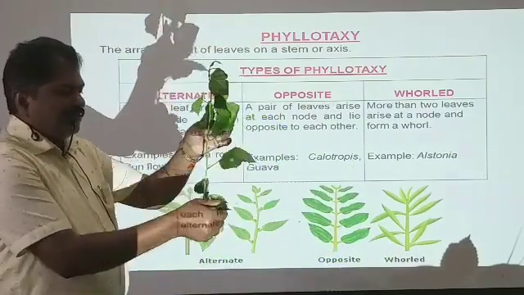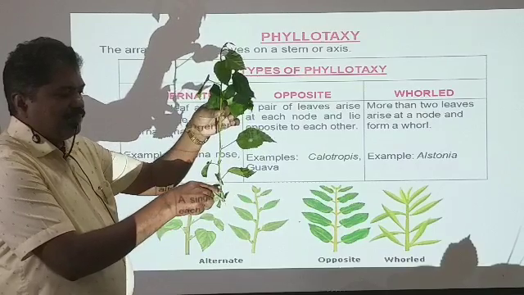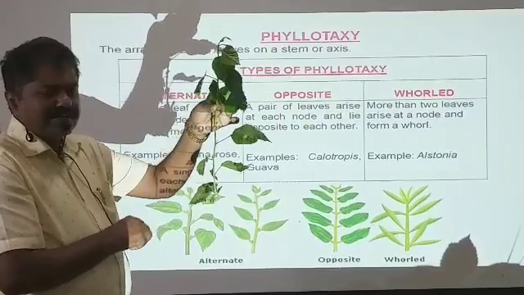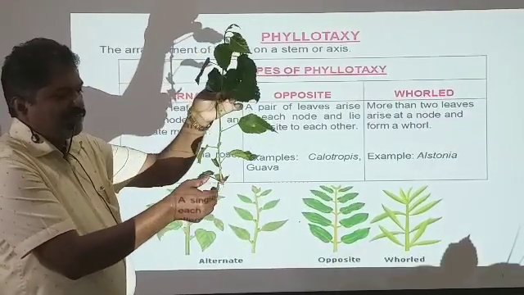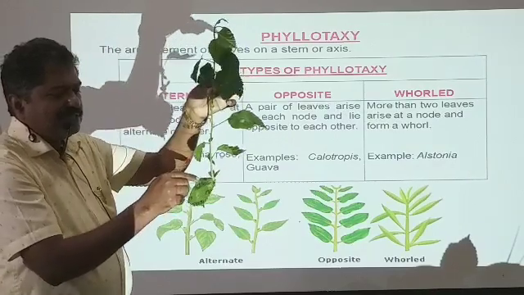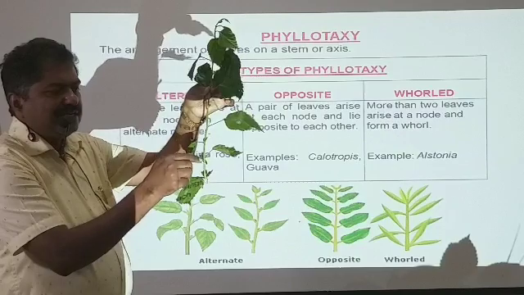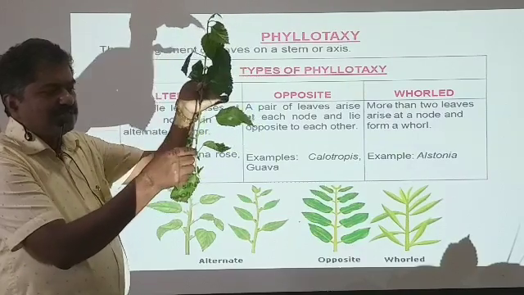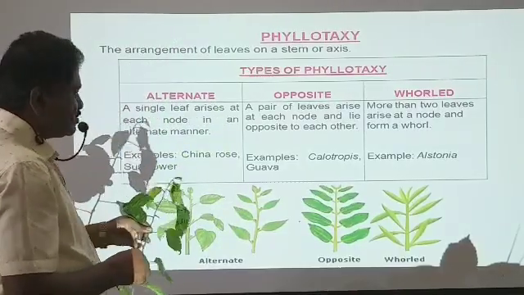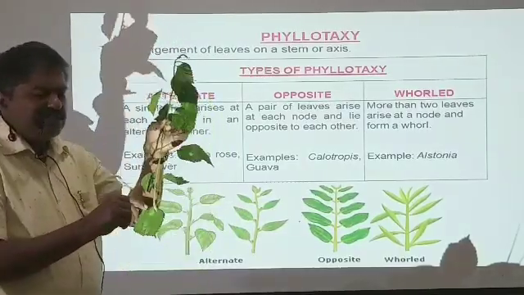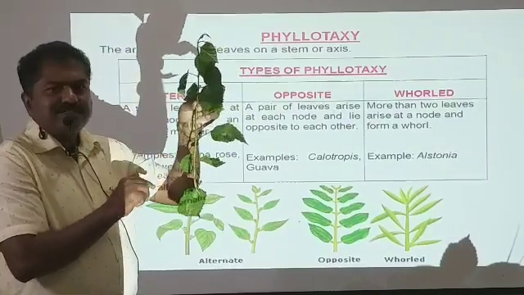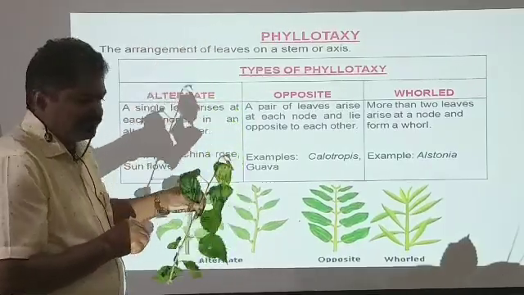You see, what I told you now, the arrangement of the leaves on the axis of the stem is called the phyllotaxy. Here you see, here one leaf, and here one leaf, and here one leaf, here one leaf. So the leaves are arranged alternately to each other. This type of arrangement can be seen in China rose, the rose, and also the sunflower plant. In each node, the leaves are arranged alternately. That's called alternate phyllotaxy.